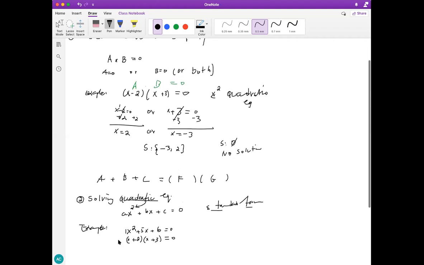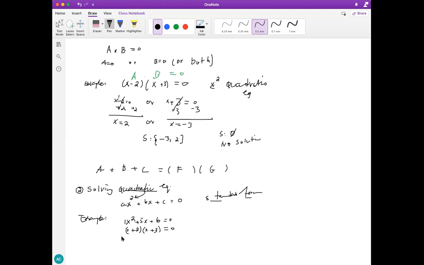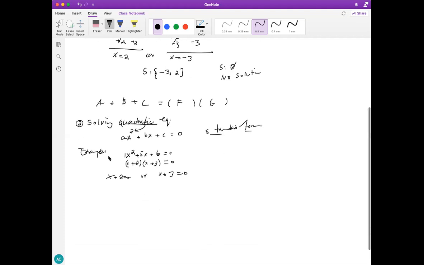Okay, x plus 2 equals 0. That's right. Either this one equals 0, or the other factor, x plus 3, equals 0. Once you split your equation into smaller first degree equations, you can easily solve these individually and find 2 solutions. So subtract 2, subtract 2.